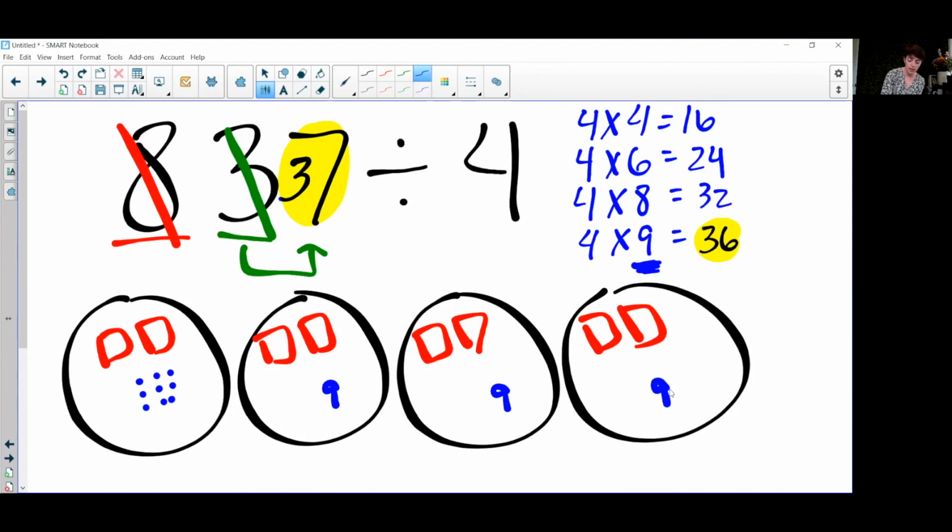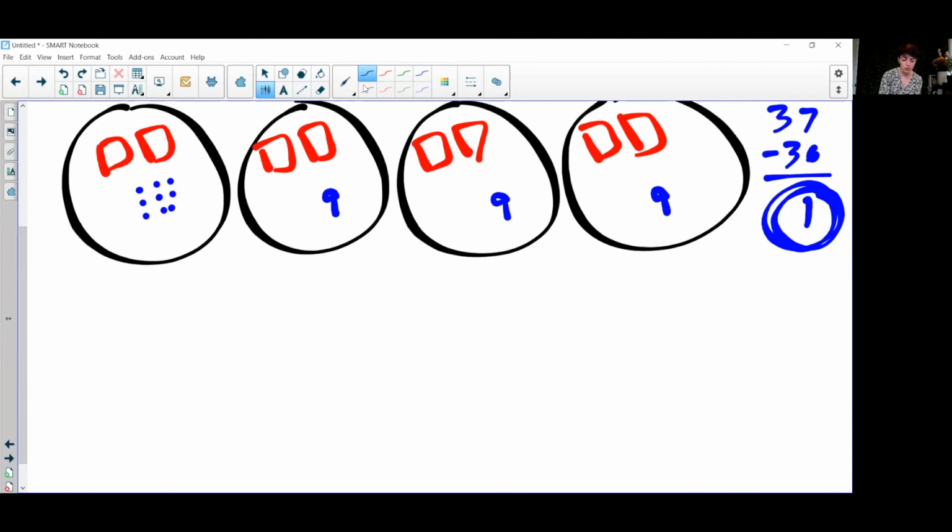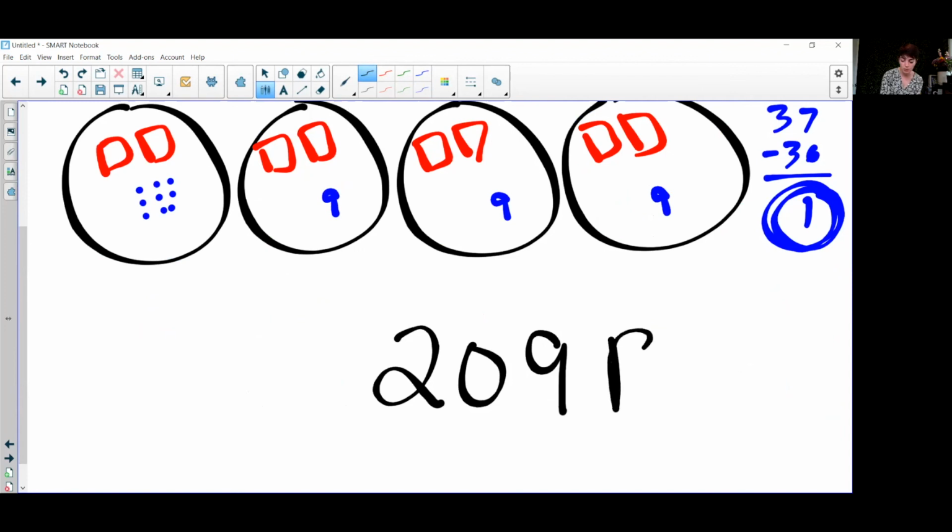So I'm going to go ahead and do my 9s in each group, and my final answer is not quite done yet. I've got to look back here. I was trying to get to 37. I used 36 and I had one item left over. See that one item left over that did not break down equally? My final answer has to include that extra. So my final answer is going to be 209 with a remainder of 1 left over.